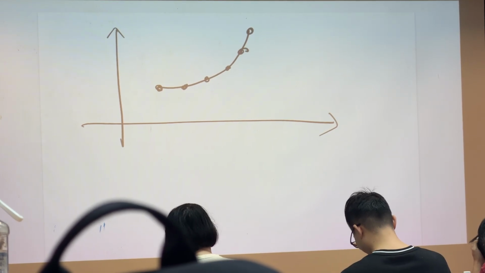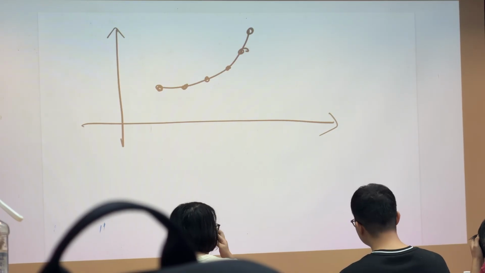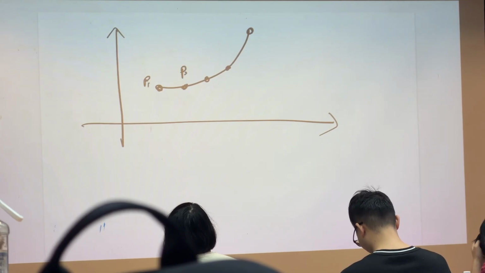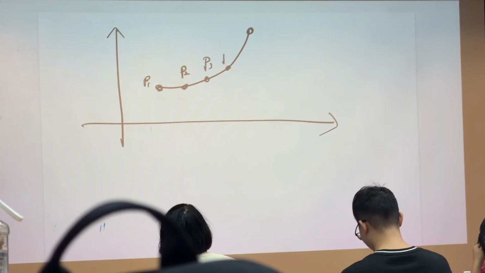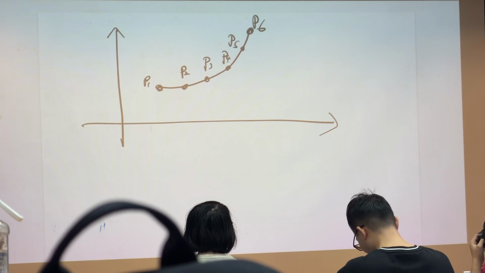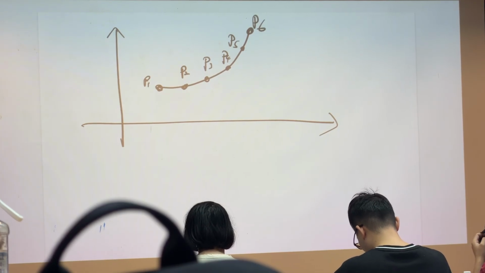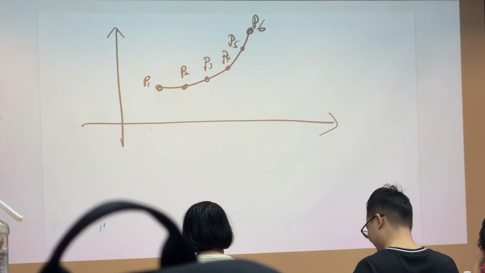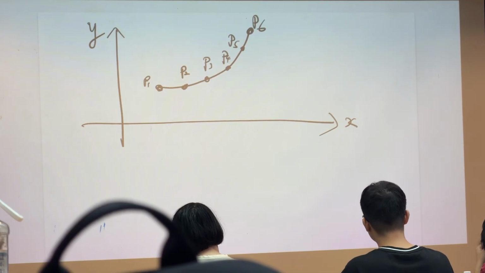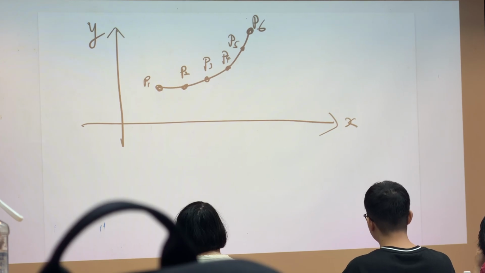So you see, I have, for example, here P1, this is P1, this is P2, this is P3, P4, P5, and P6. And this is X, and this is Y. So I have two axes. One is the X axis, the other one is the Y axis, right?